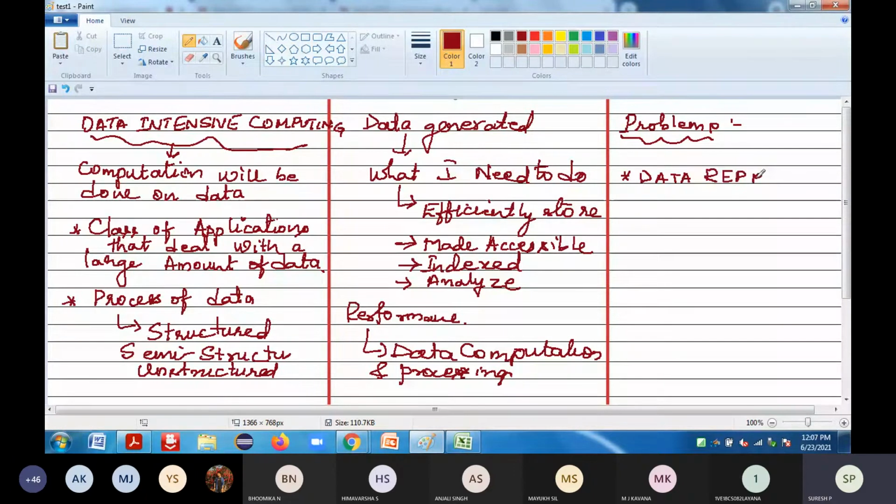Next, once you have the data representation, if I want the performance to be calculated, I want to make use of an efficient algorithm. So I want to make use of the efficient algorithm.